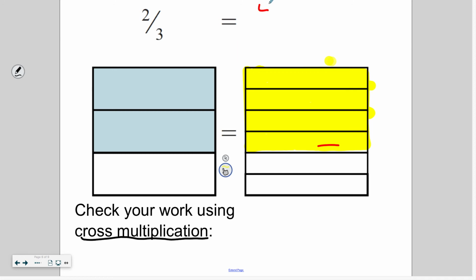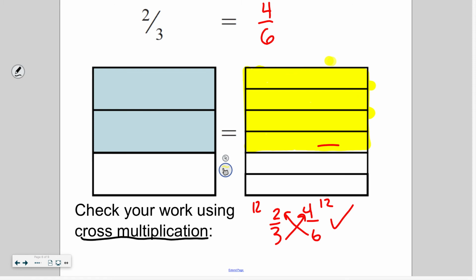So 4/6. And I want to check my work real quick. I cross multiply. 6 times 2 is 12, and 3 times 4 is 12, so we are correct.